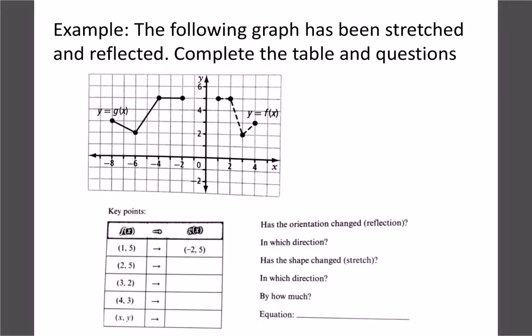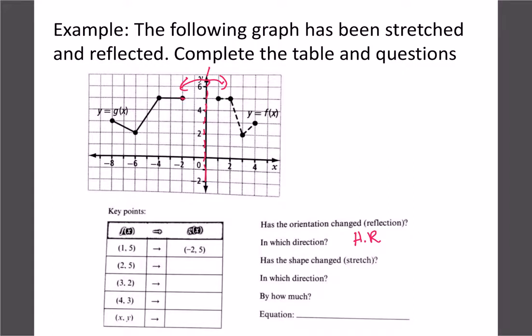Okay, so here's now one where we're going to do both. We've got a combination. So we've got a stretch being combined with reflections. So if we look at this graph, you can see that the graph is being flipped across the y-axis. So that should be a horizontal reflection. And if we look at the size of the graph, or we compare coordinates, you can actually see we've done a stretch as well.